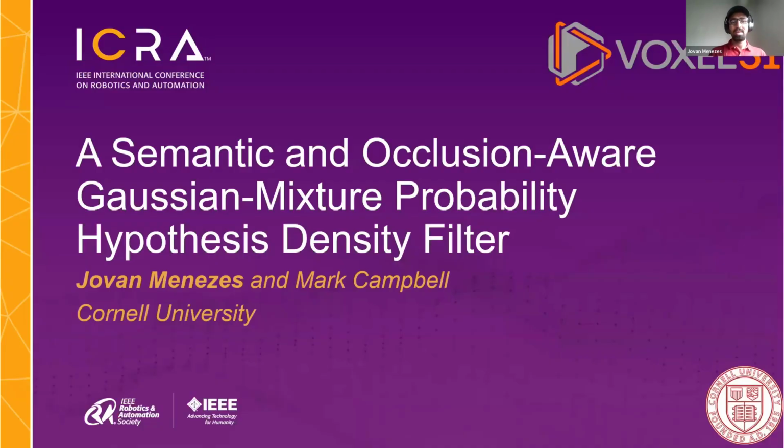My name is Jovan Menezes, and I'm a second-year PhD student here at Cornell University in robotics. And today I would like to talk about the work that we presented at ICRA, which is a semantic and occlusion aware Gaussian mixture probability hypothesis density filter.